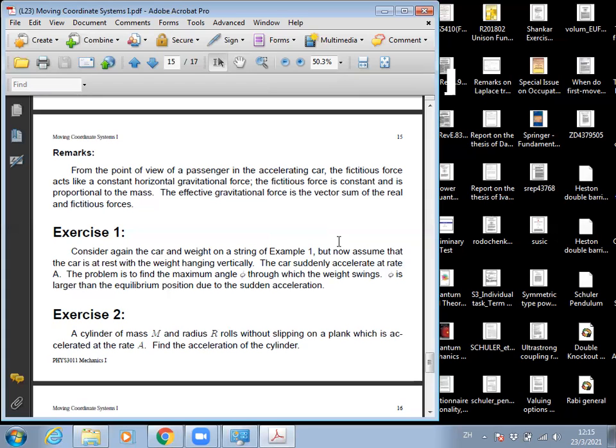Or when you are inside the MTR, you see some Coca-Cola can rolling without slipping. You can do the analysis. So my recommendation is that you should use the accelerating frame. Okay.